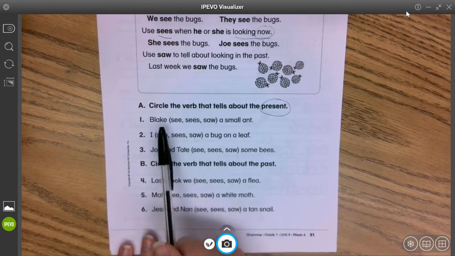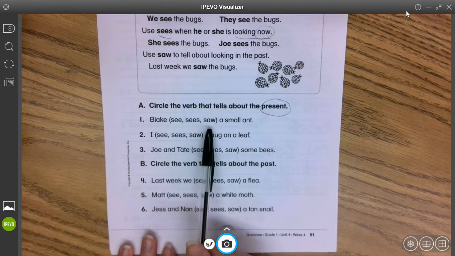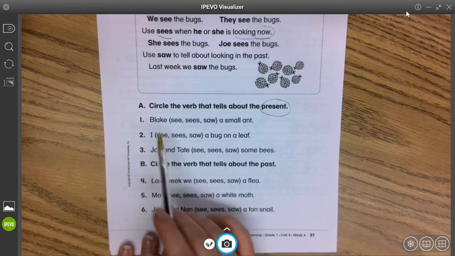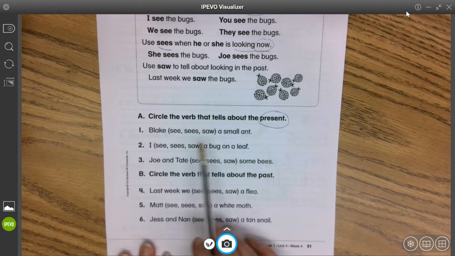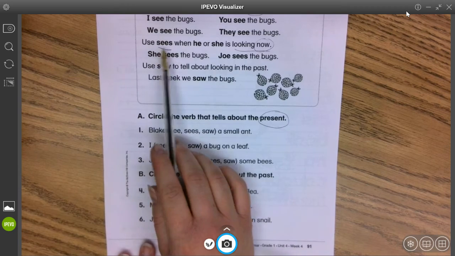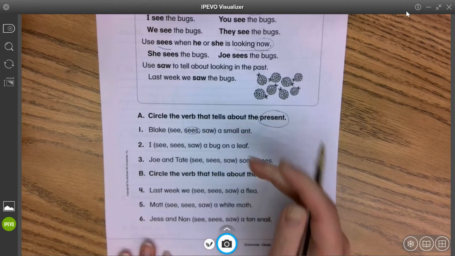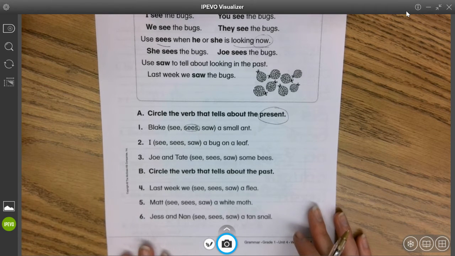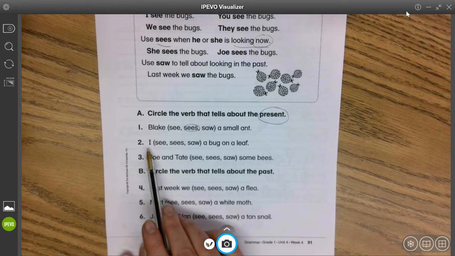Okay? Blake sees, or saw a small ant. Okay? Can I replace Blake with he or she? He sees a small ant. Yes, he sees. It's talking about one other person. So we're going to use sees. Okay, talking about the present.